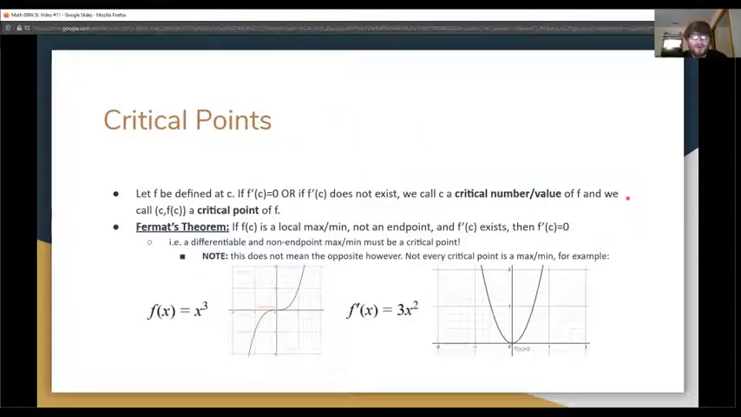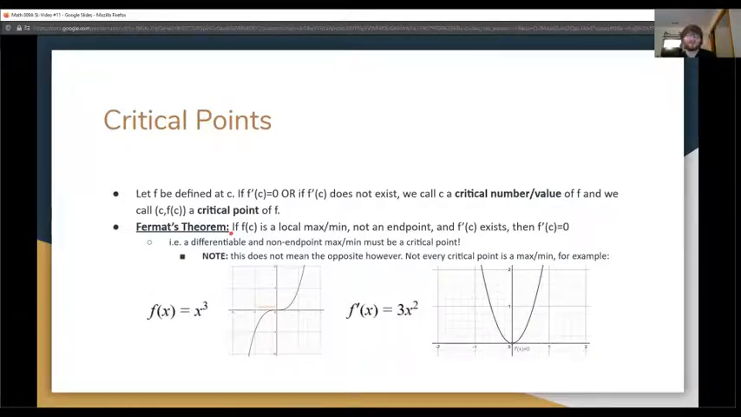Next up, we have critical points. So let f be defined at c. If f prime of c is equal to 0, or if f prime of c does not exist, we call it a critical number or value of f, and we call the point c, f of c, a critical point of f. Tying this into what we've been talking about, we have Fermat's theorem.